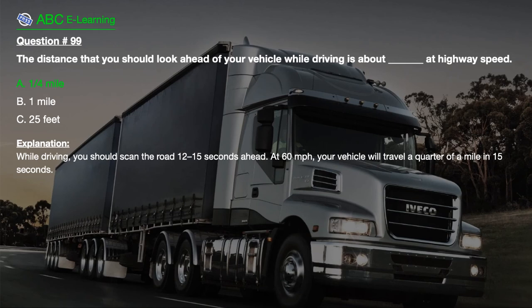The correct answer is A. 1/4 mile. Explanation. While driving, you should scan the road 12-15 seconds ahead. At 60 miles per hour, your vehicle will travel 1/4 mile in 15 seconds.